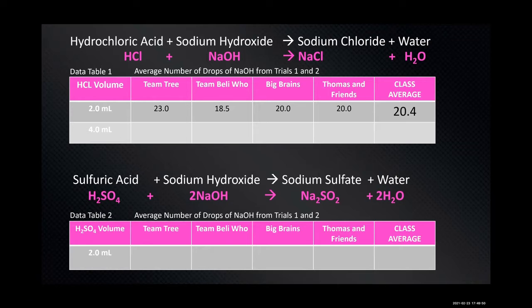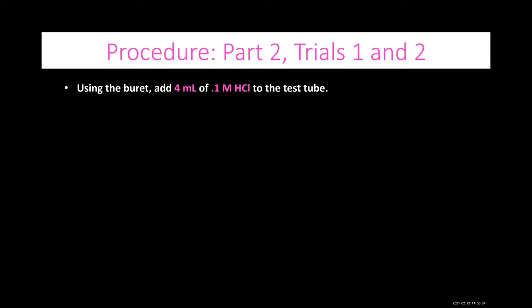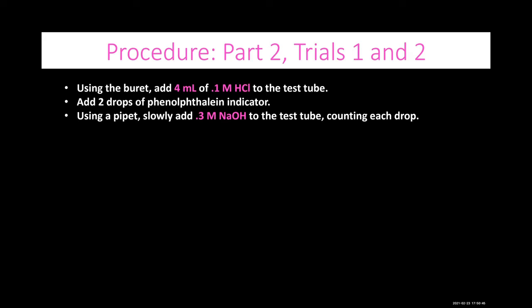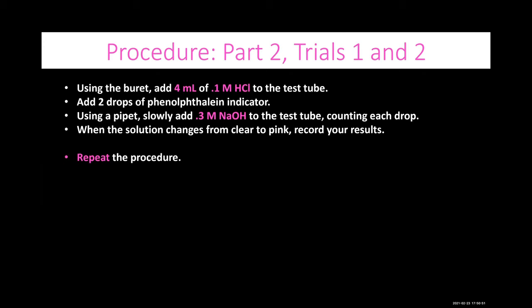So our average number of drops was 20. Procedure Part 2, Trials 1 and 2. This time we're going to use our burette and add 4 milliliters of 0.1 molar hydrochloric acid to the test tube, add our 2 drops of phenolphthalein, use the pipette and add 0.3 molar sodium hydroxide drop by drop, counting each drop. When it changes color, we're going to record results. And then we're going to repeat the procedure, calculate the average of drops, and add that to our class data table.